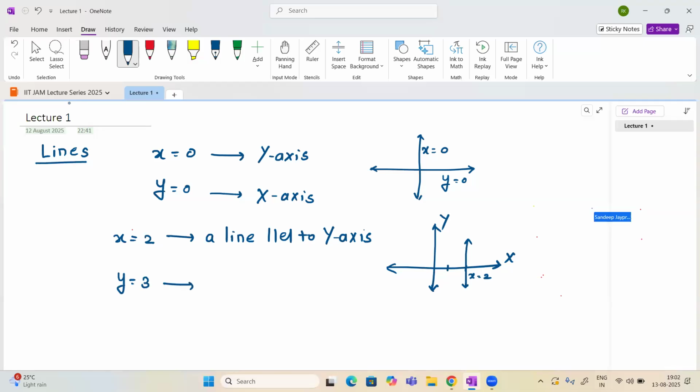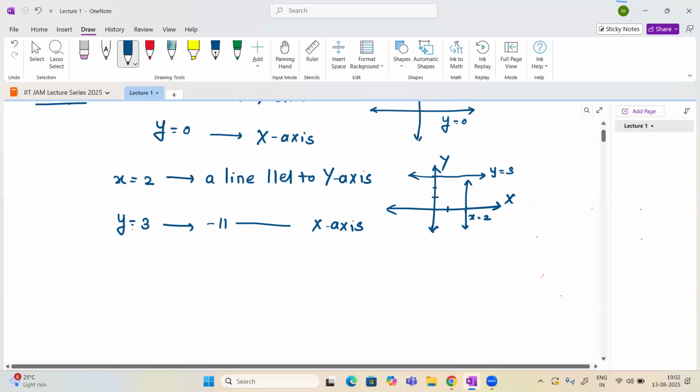And y is equal to 3 is a line parallel to the x-axis passing through y equal to 3. 1, 2, 3. So it's a line parallel to the x-axis that passes through y is equal to 3, right? So y is equal to 3.